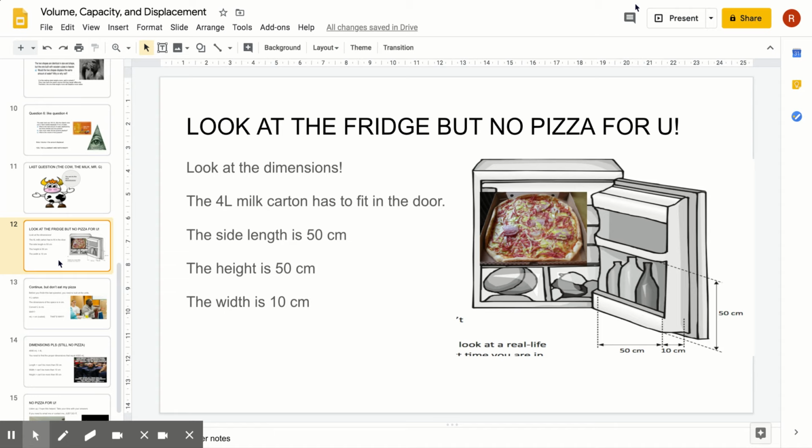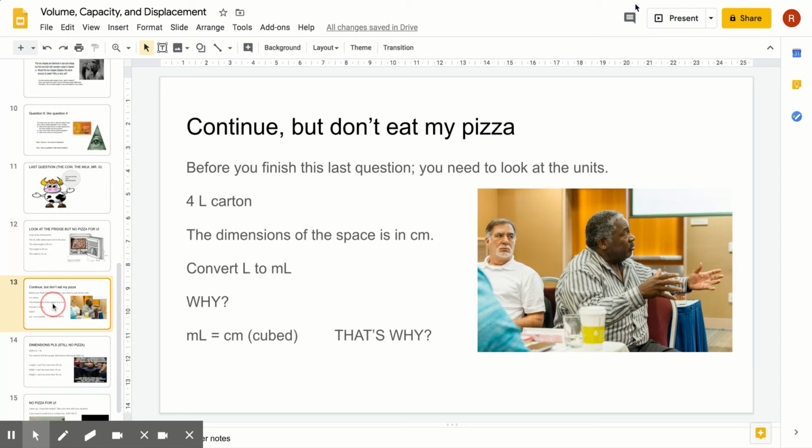You need to fit a 4-liter milk carton in that door with those 3 bottles right there. So you need to think what the dimensions of your milk carton will be. Okay, continue, but don't eat my pizza. But remember, liters and centimeters don't work. But what do work is centimeter cubed and milliliters. So you have to convert your liters to milliliters. That's going to help you find the right dimensions.